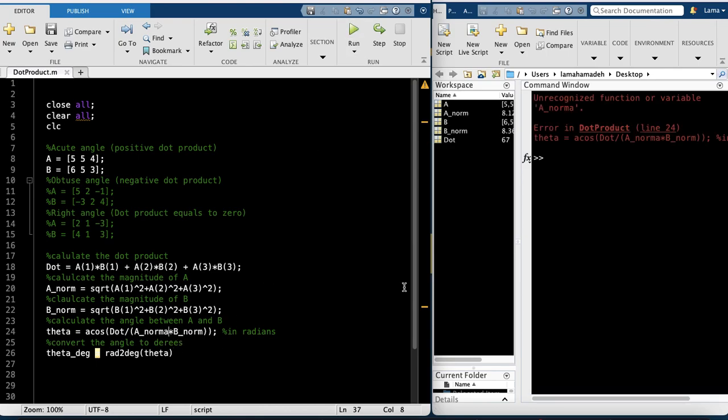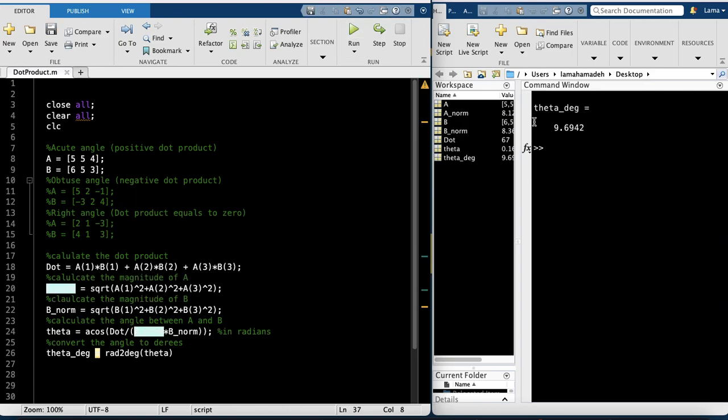Okay, so this is wrong here. Okay, so the angle is 9. So 9 is between 0 and 90, which is a very acute angle between these two vectors. All right, so this is how you calculate the dot product and the norms, and the angle between two given vectors.